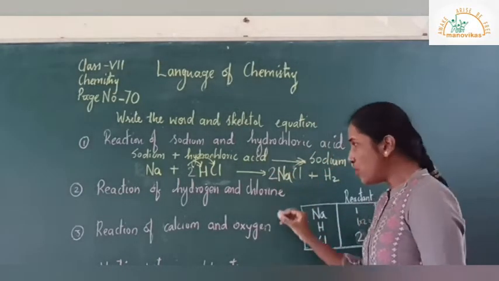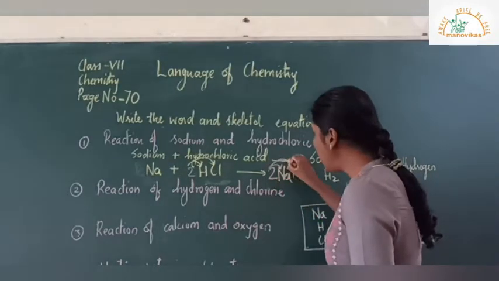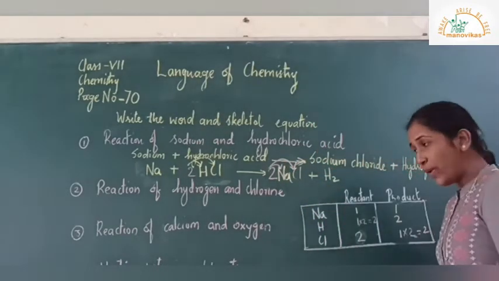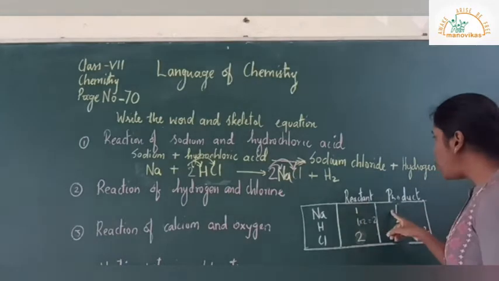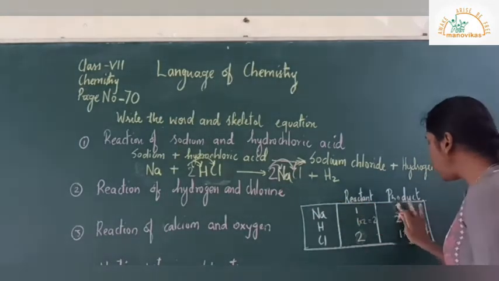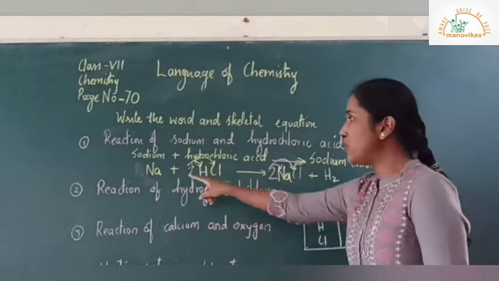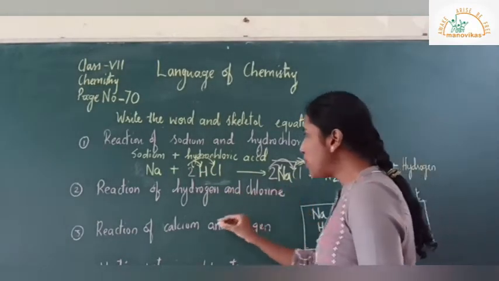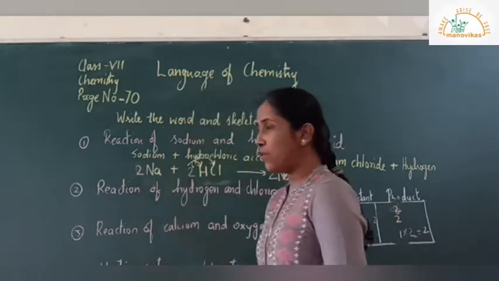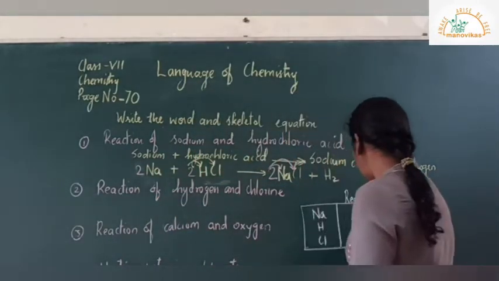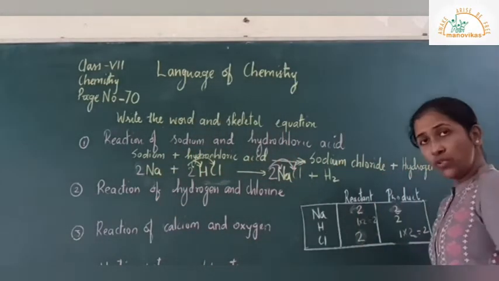So when I put 2, it is applicable for sodium, and it is applicable for chlorine as well. So sodium on the product side is becoming 2, but on the reactant side it is 1. So you need to balance the reactant side also. How are you going to balance it? You are going to put the number 2. So sodium on the reactant side is also 2.